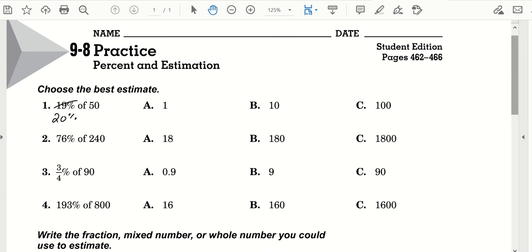Again, this is going to be an estimate. It's not going to be exact. We're going to be close, but not dead on. We might be exact sometimes if the two numbers cooperate well, but that's going to be rare. So 20% of 50. Okay, think about this.